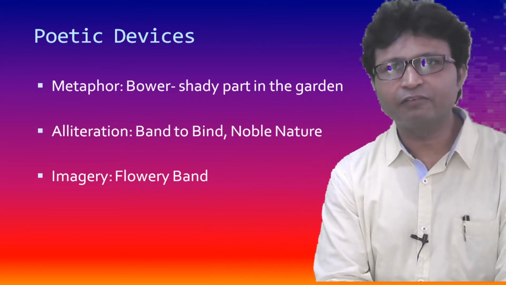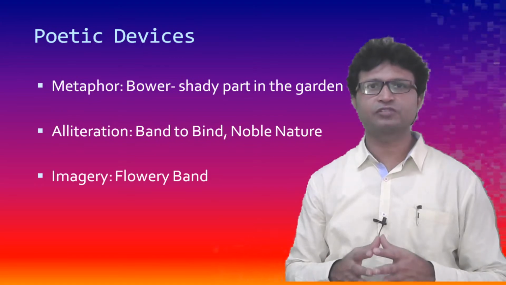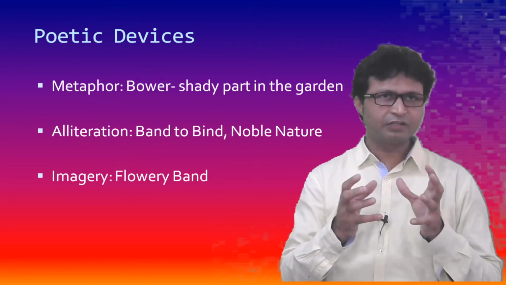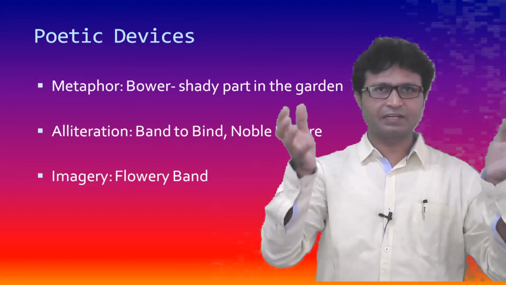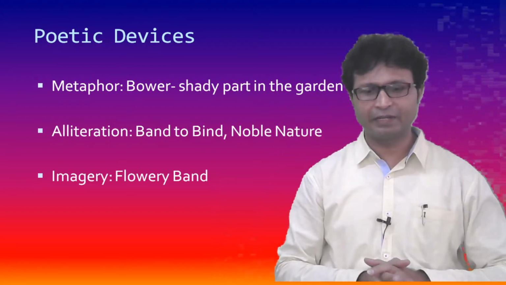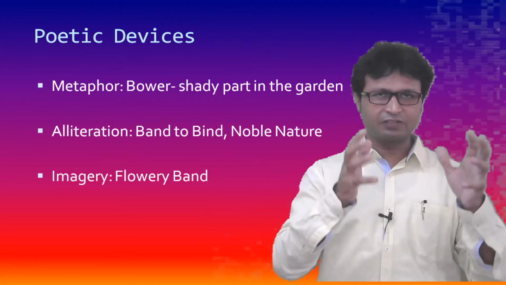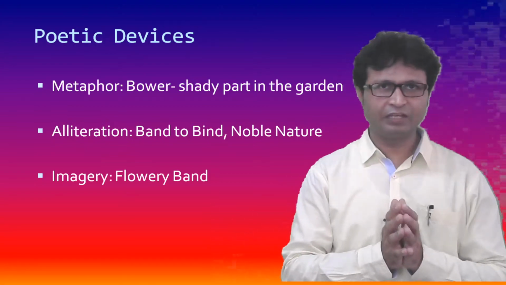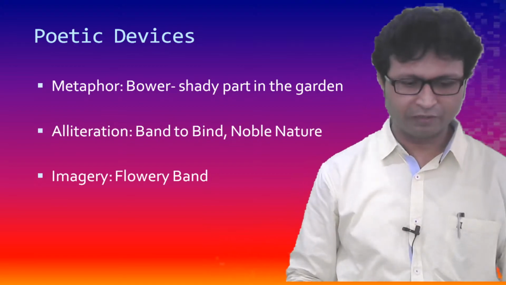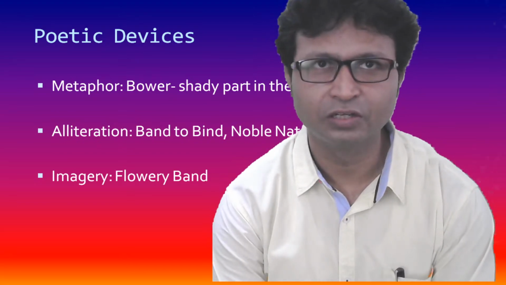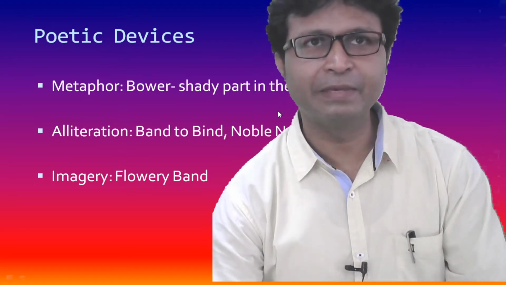Next is imagery. That is a flowery band. As you hear these words, an image is created, a picture is created in the mind, and this is what we call imagery. A complete picture is created in the reader's mind, and Keats has been very much able to do so. So this figure of speech is called imagery.